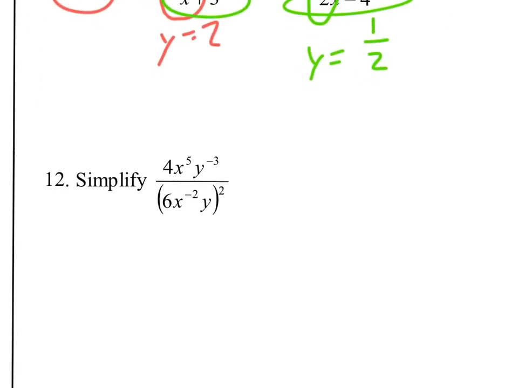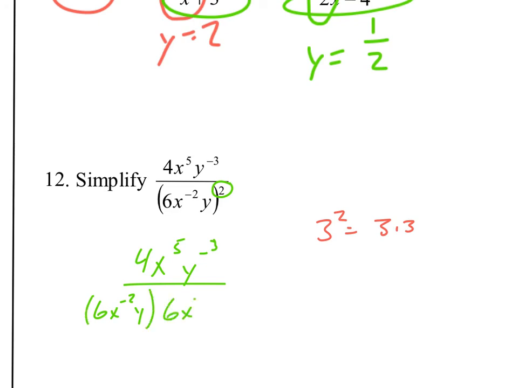Next one, going back to exponent rules. The harder thing about this one is that squared part on the bottom. So the way that I like doing it is rewriting it. So the top still stays the same. But on the bottom, if you think about anything squared, for example, 3 squared is 3 times 3, so it's whatever that number is times itself. So in this case, we've got 6x negative 2y squared, so I'm going to have 6x negative 2y times 6x negative 2y. That's what that squared means, is just that thing times itself.